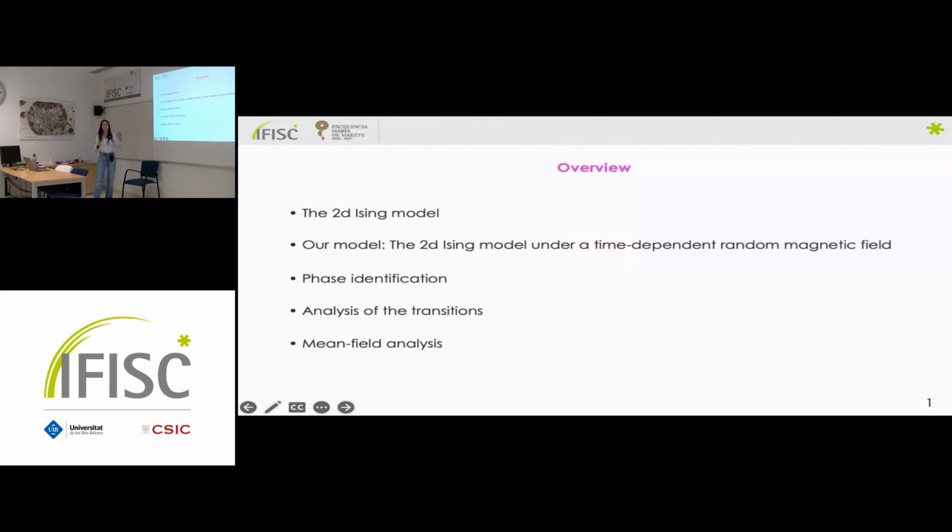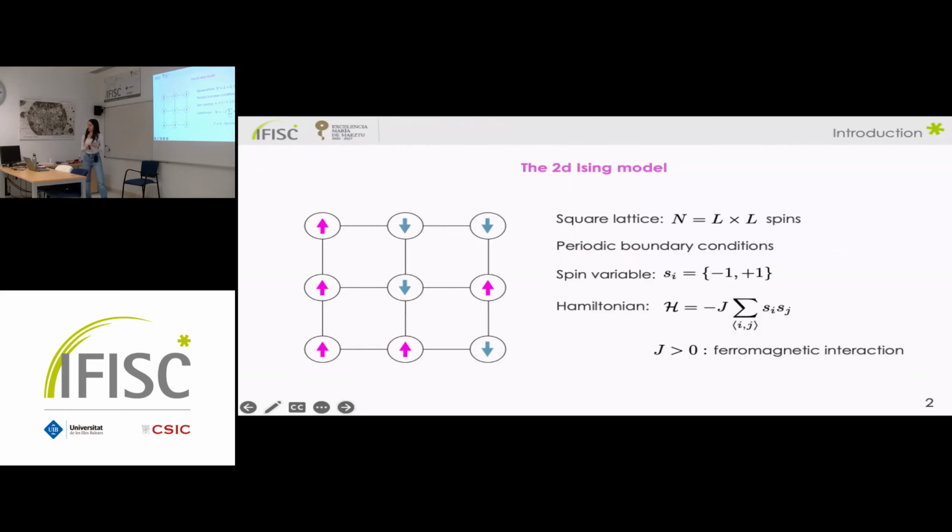In particular, we will identify three different phases in the model, and then we will analyze the transitions between them. And finally, I will show you a mean field description of the model that reproduces the behavior that we see in 2 dimensions.